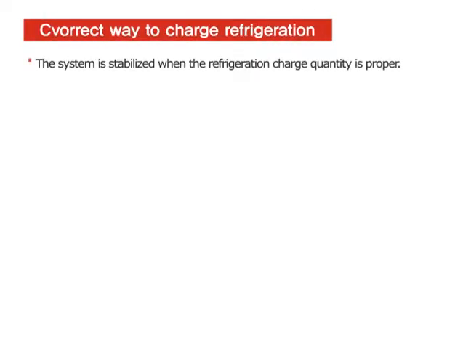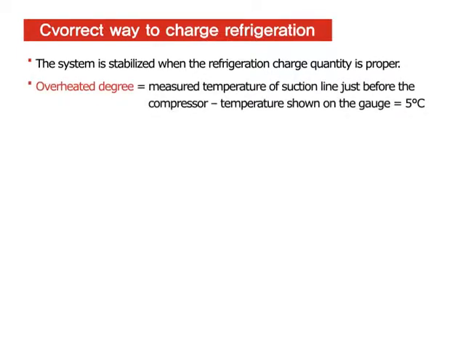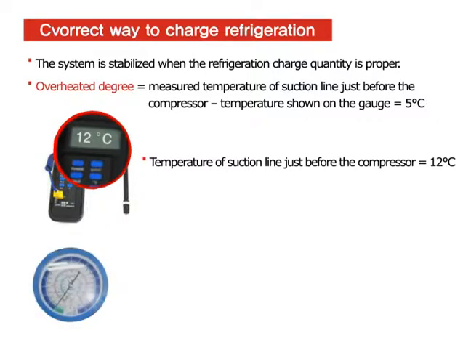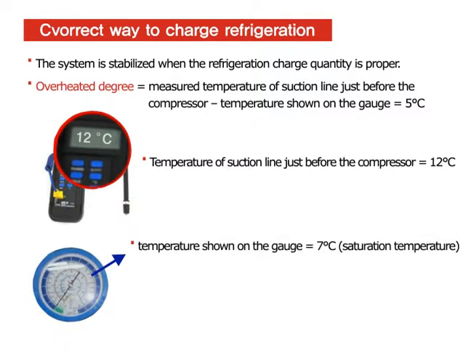Now I will explain the correct way to charge refrigerant. The system is stabilized when the refrigerant charge quantity is proper. Overheated degree equals the measured temperature of the suction line just before the compressor minus the temperature shown on the gauge, 5 degrees Celsius. Like in the figure, the temperature of the suction line just before the compressor equals 12 degrees Celsius. The temperature shown on the gauge equals 7 degrees Celsius, the saturation temperature. In other words, 12 minus 7 equals 5 degrees Celsius. In this case, the overheated degree is 5 degrees Celsius, and it is normal.